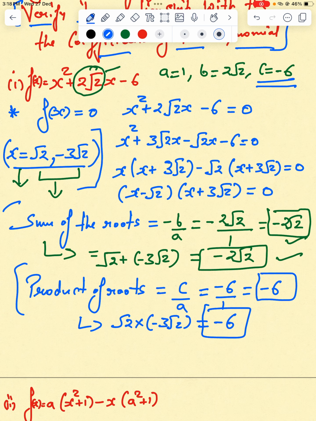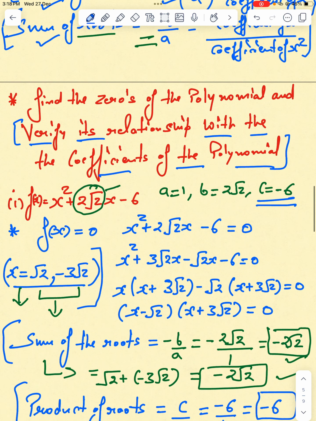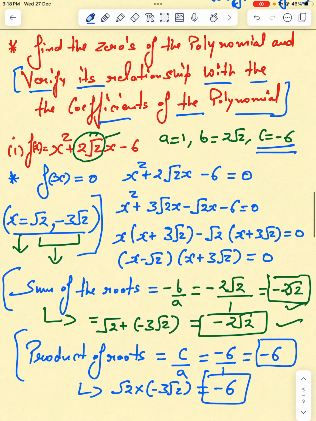So this is the way to solve these kind of questions. We have verified the result. I hope this session is helpful for you.